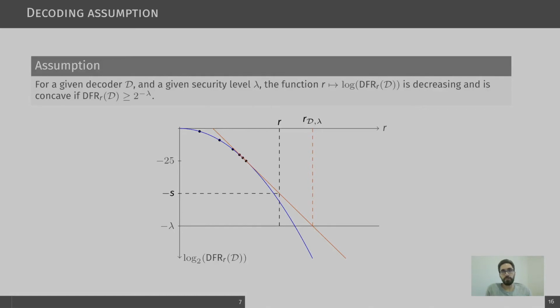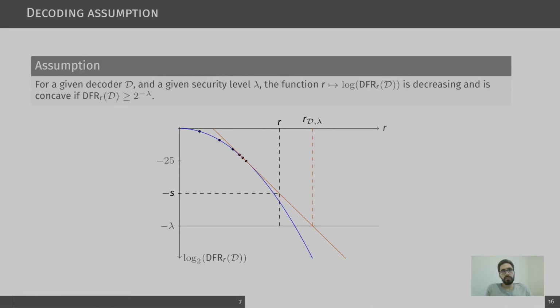For example, for the block size R, we know, if the assumption is true, that the DFR is below 2 to the minus s. If we take the converse point of view, if we want a block size such that the DFR is less than 2 to the minus lambda, we can take, for example, here R_lambda. There is a condition that I didn't mention in this assumption: we limit the range of values for R on which it holds.